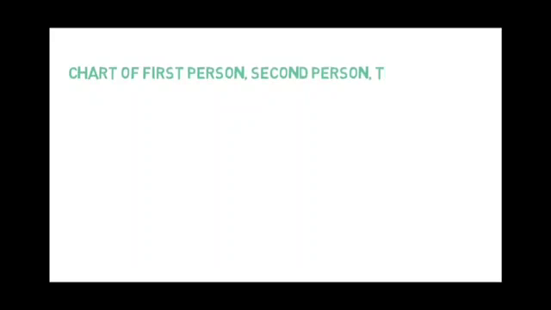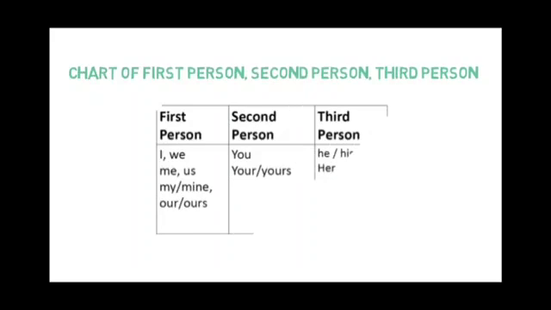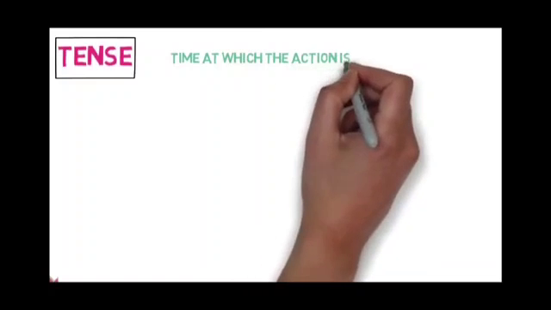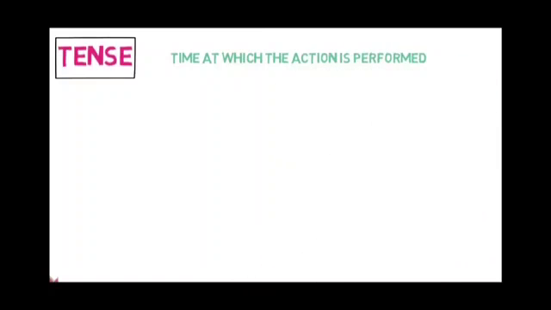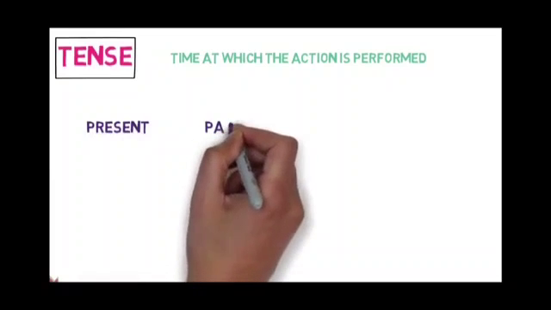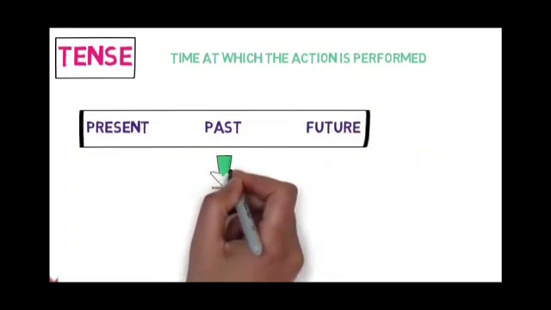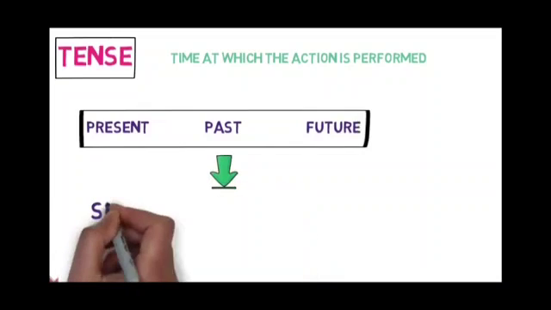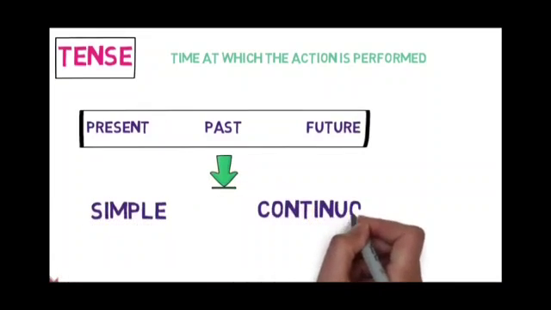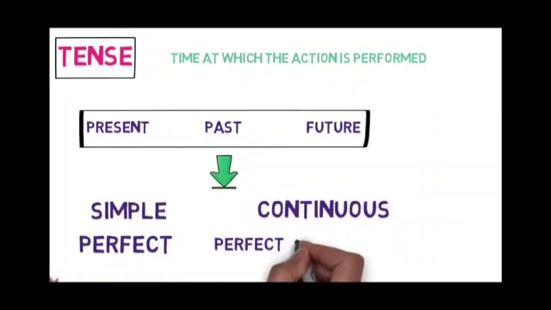Now see another chart of first person, second person and third person. It is very important to learn. First person: I, we. Second person: you. And third person: he, she, it, and they, that I told you. Now come to the tenses. Time at which the action is performed is called tenses. Time is very important in tenses. We have three times: one is present, another is past, and then future. Now see, present tense means simple, continuous, perfect, perfect continuous.